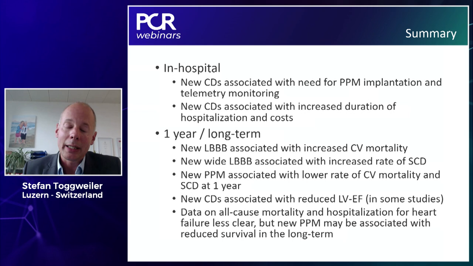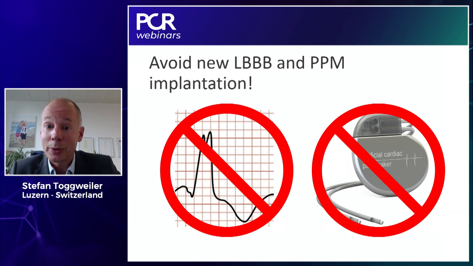Not everything is clear, but if we want to summarize this very simply and very briefly, I think the best thing, of course, for our patients is to avoid both conduction disorders such as left bundle branch block or AV block and implantation of a new permanent pacemaker. And I think if we're moving towards a younger population, this topic becomes even more important. So that would be the first part.